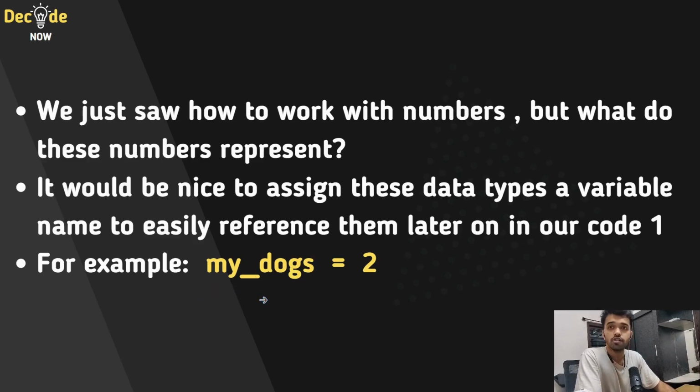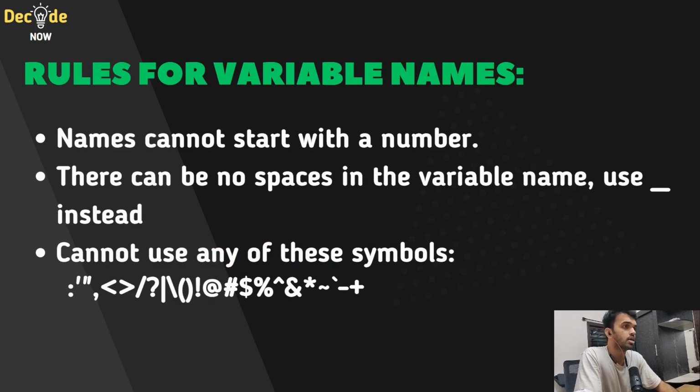In order to do that, we'll have to learn a few rules that we have to keep in mind before assigning a variable name. The rules for variable names are: names cannot start with a number. We cannot start a variable name with a number. It cannot be 45 decode now. Python does not allow that.